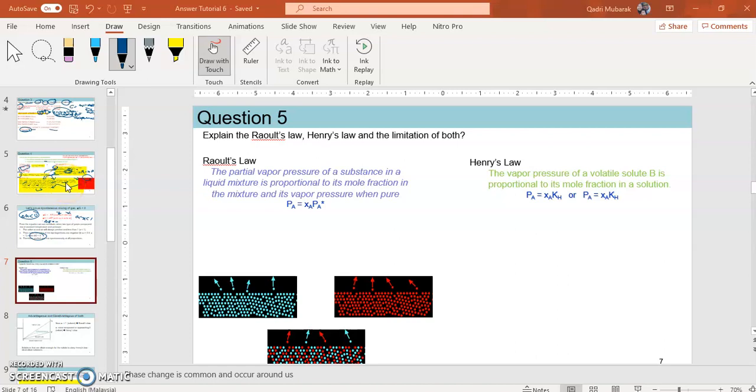Now let's move to the next question. The question asks about Raoult's law and also Henry's law, and the limitation of both. So here we can first define what Raoult's law and Henry's law are.